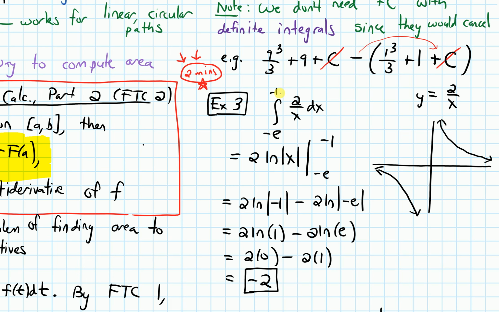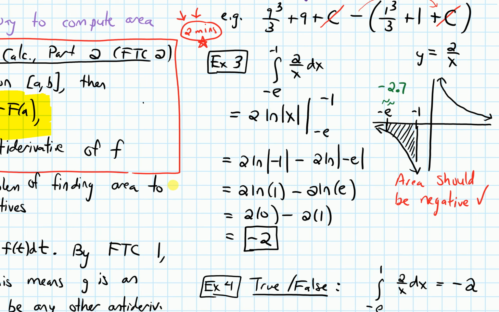So if I look at the section we care about here, so let's say that's -1, and negative e would be somewhere here, because negative e is approximately -2.7. So we are looking at the area between negative e and -1. And because that part of the graph is below the x-axis, it makes sense that the area should be negative. So it's good, actually, that we got this negative value as our answer.